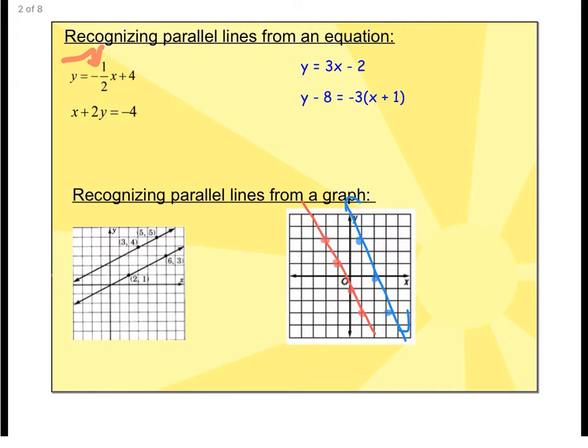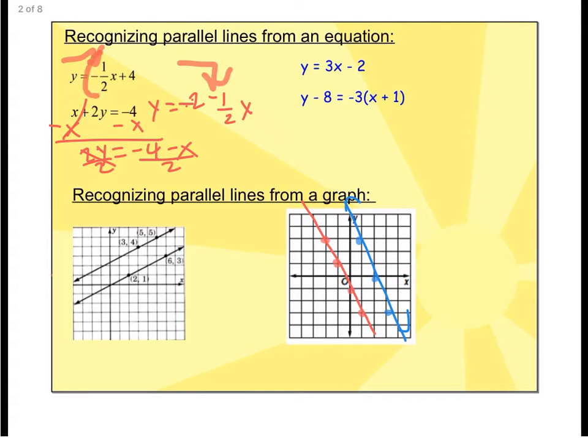Now in that second equation, x plus 2y is equal to -4, I don't know my slope yet because I need to solve for y. So to do that, I would need to subtract x. So we always want to get y by itself when we're checking this. And then I have to divide by 2. So that leaves me with y is equal to -1/2 x minus 2. So I can see the slope of this one now is right there, the number with x. They're both -1/2, so yes, these are parallel.